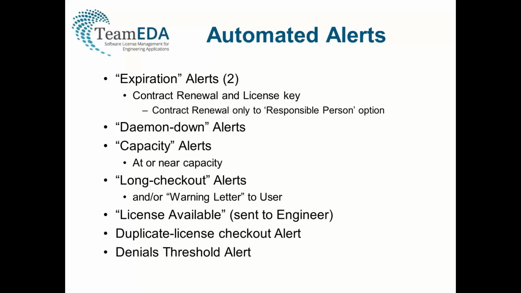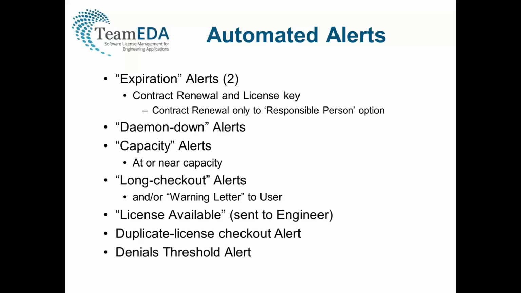Right? Then there are long checkout alerts. This helps you to identify users who are using the license for a longer period of time. You can set a threshold as 2 hours or 5 hours or whatever time period that you want. As soon as the usage crosses that time frame, you will receive a notification that this particular user has been using this license for a longer period of time. There is also an option to send a warning letter to the user so that they can remove the license and make it available for others to access.